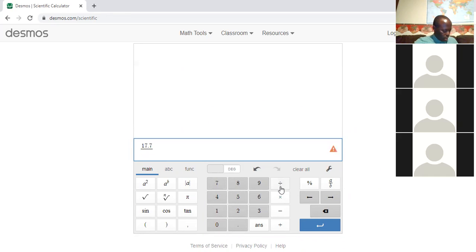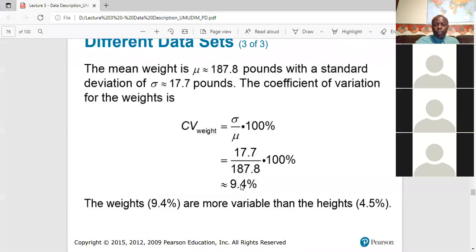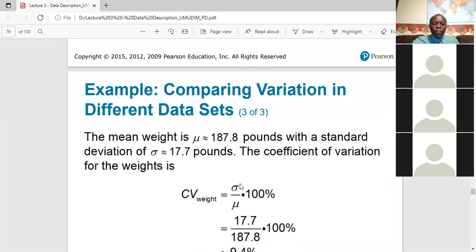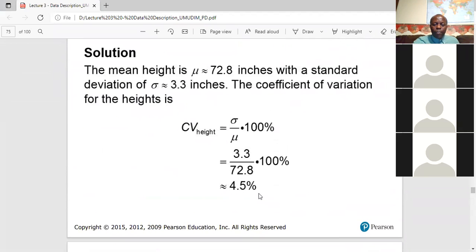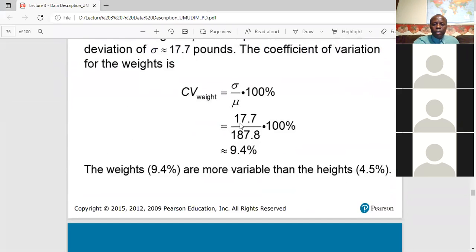divided by 187.8, okay, times 100, 9.42, that's 9.4, approximately. I got 9.4%. So for the height it is 4.5%, and for the weight it is 9.4%.